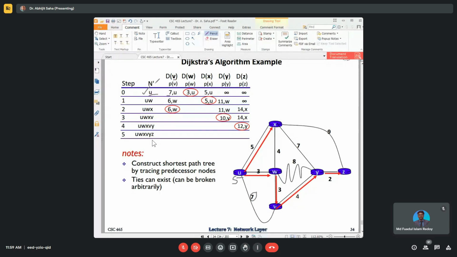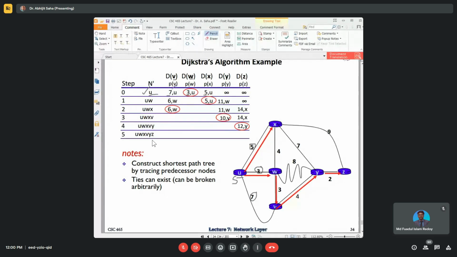So can I go u to w directly? Yes, I can go from u to w directly. So what is the cost? That is 3. So I have written 3, and this is my dw value. And what is pw, the predecessor node? That is u, so comma u I have written. And can we go u to x directly? Yes, I can go u to x directly. What is the cost? My cost is 5. So I have written here the 5.